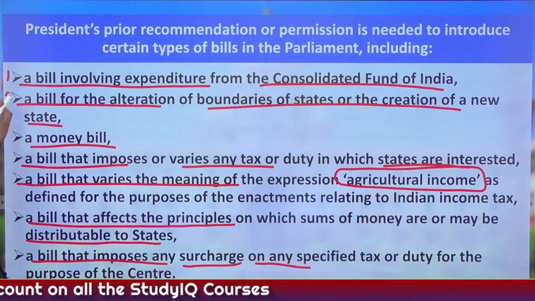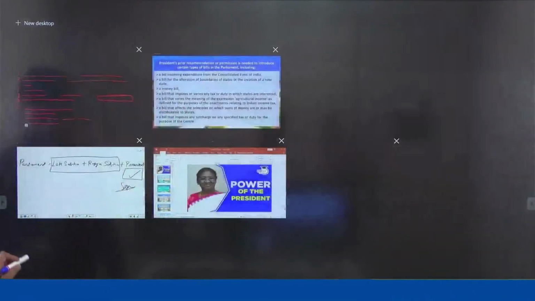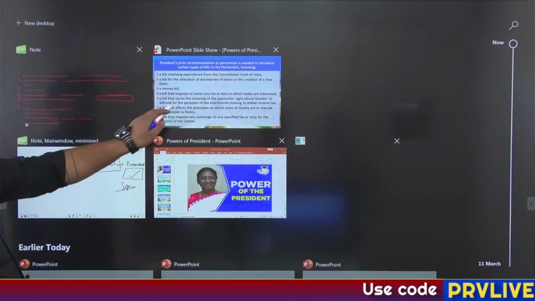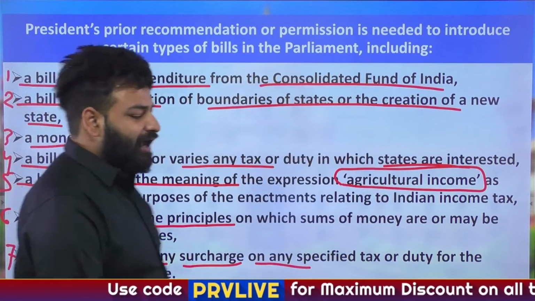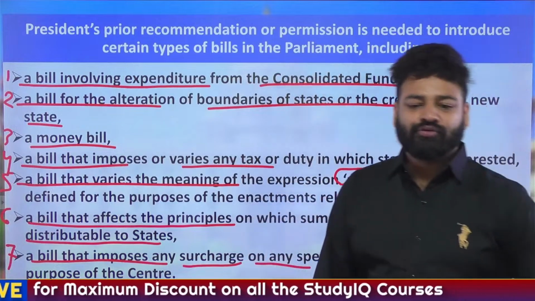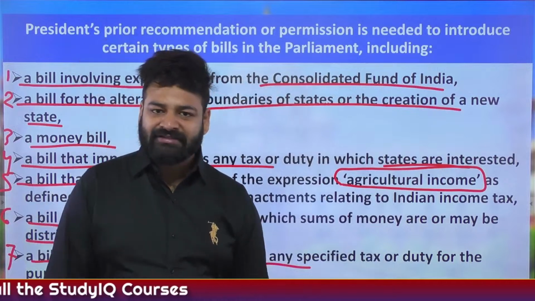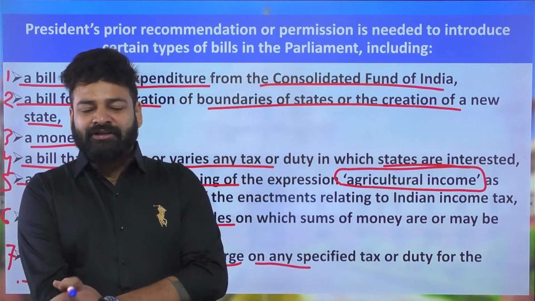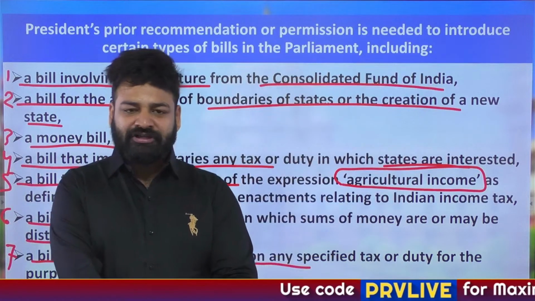So basically 1, 2, 3, 4, 5, 6, and 7. There are basically 7 bills that need what? The prior assent of the president before it is sent to the Parliament. So from the money bill to the bill that defines agricultural income, a bill that involves the interest of the states when it comes to taxes.